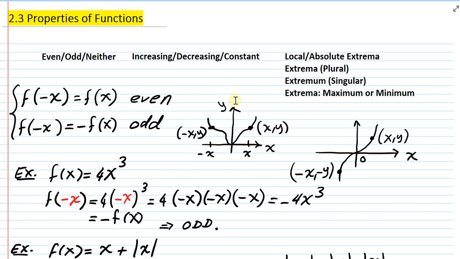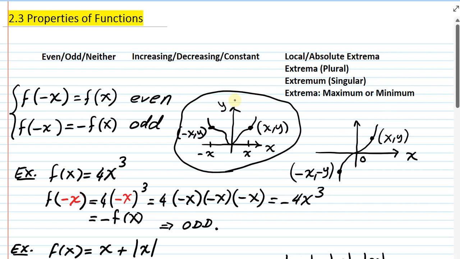And later on, I will explain the distinction between local versus absolute, which is also known as global extrema. So first, let's begin with the evenness and oddness of functions. Now, here I have a graph of some function for you. Notice the graph is supposed to be symmetric with respect to the y-axis.